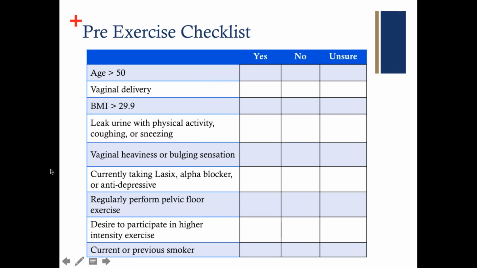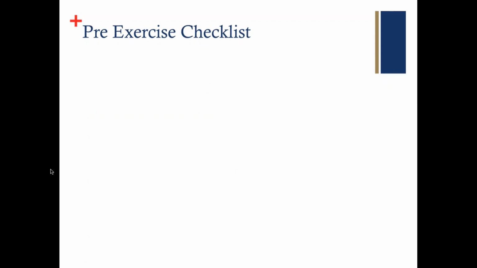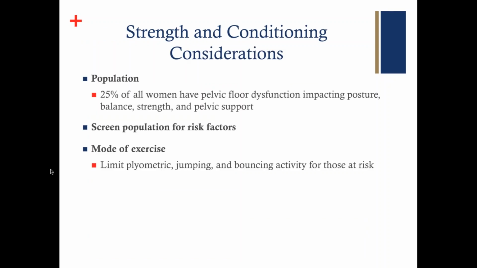This gets back to the questions we're asking. Is she currently taking Lasix, an alpha blocker, or an antidepressive? Does she regularly perform pelvic floor exercise? Does she have a desire to participate in higher intensity exercise? If so, that means we have a consideration for strength and conditioning. Right? Is she a current or previous smoker? These are important things that we need to know as it relates to the pelvic floor.